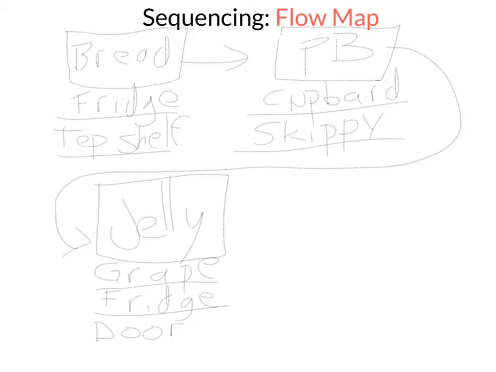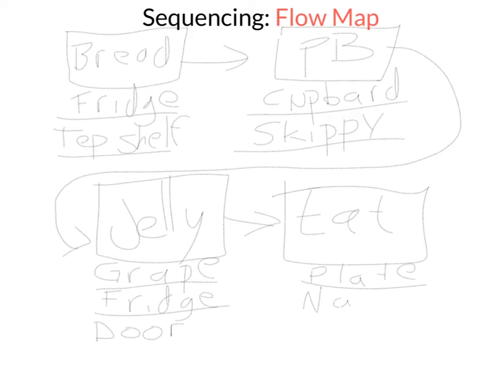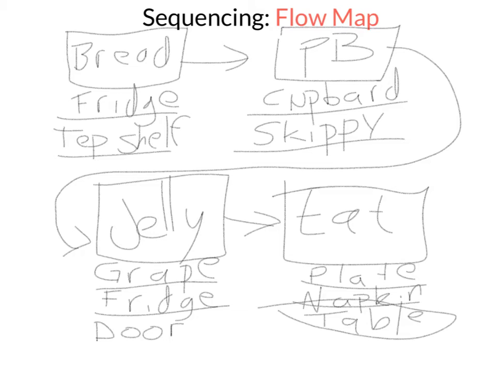Okay, so I've got bread, I've got peanut butter, I've got jelly. The only thing I need to do now is eat that sandwich. So I'm going to get a plate. I'm going to get a napkin. And I'm going to do one more thing. I'm going to make sure I eat at the table. Now, I'm not writing a complete sentence here. I'm not writing eat at the table. As you can see, all I did was write the word table down so that in my head I know what I'm talking about. It will become a complete sentence when I actually type this out.